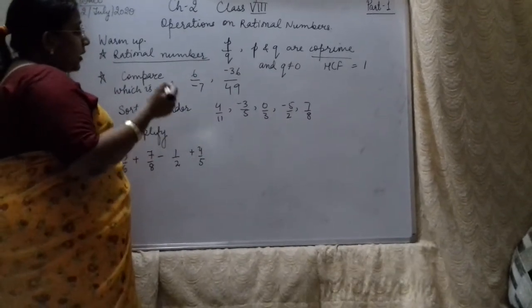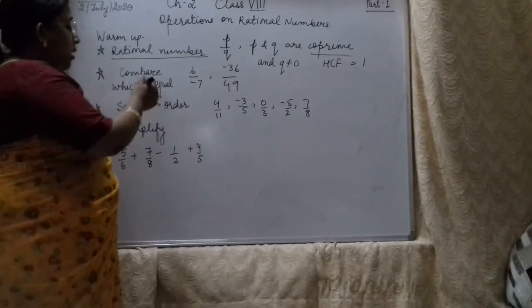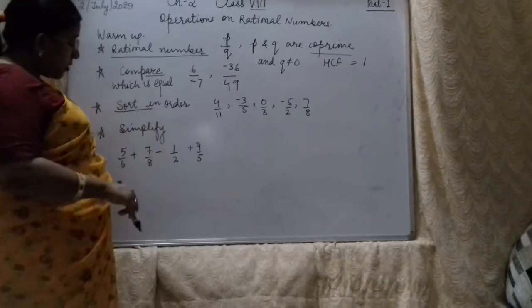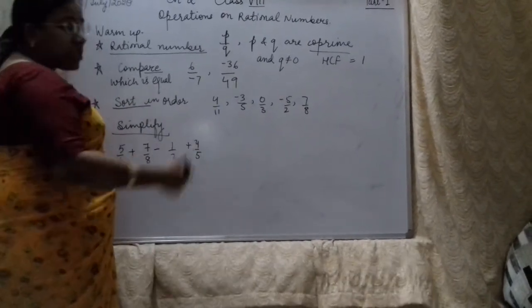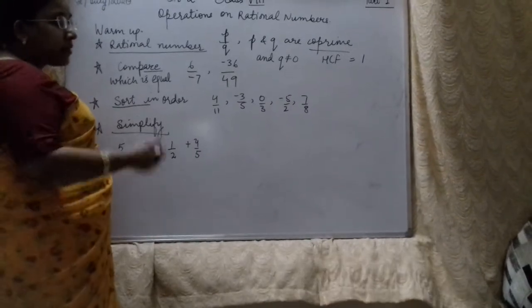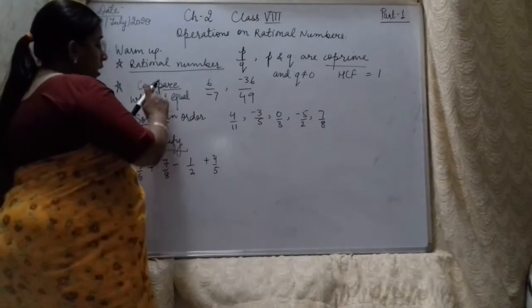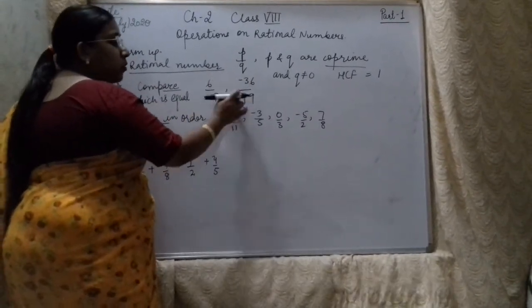Now what is the application of rational numbers? How does it help? We can compare two rational numbers, we can sort many rational numbers, and we can simplify big algebraic equations or expressions by using rational numbers. Now, how to compare which is equal? These two are rational numbers.